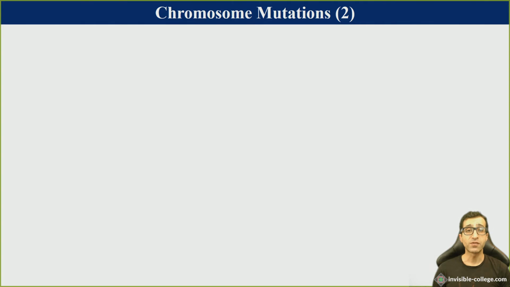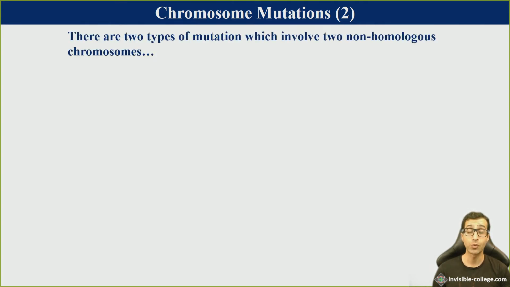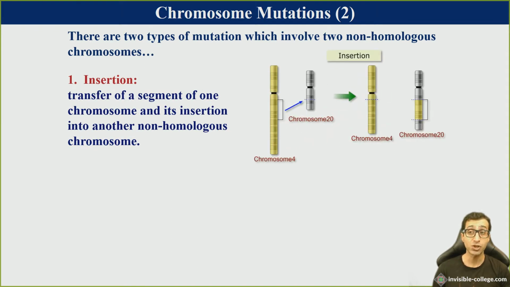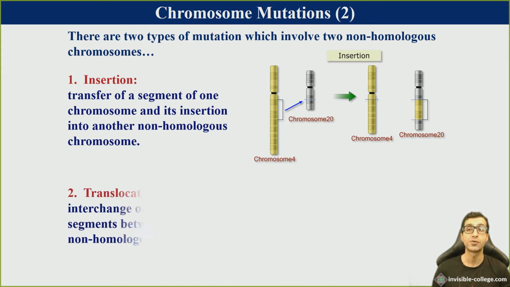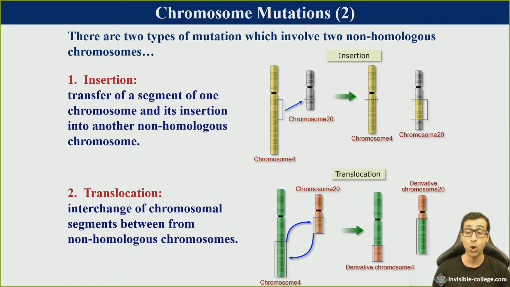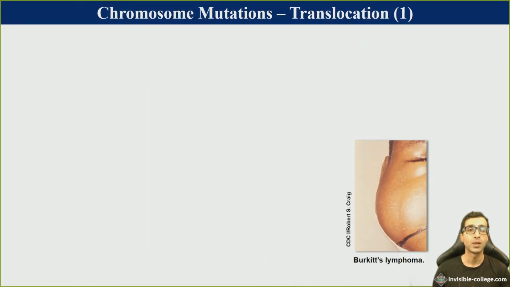So there are 2 types of mutation which involve 2 non-homologous chromosomes. In terms of chromosomal mutations, there are insertions, which involve a transfer of a segment of one chromosome and its insertion into another non-homologous chromosome. There are also translocations, and these involve the interchange of chromosomal segments between non-homologous chromosomes.